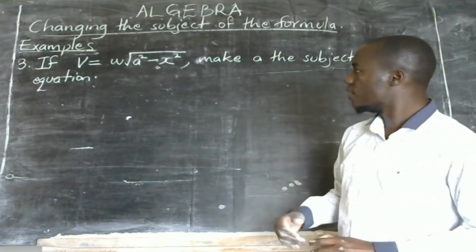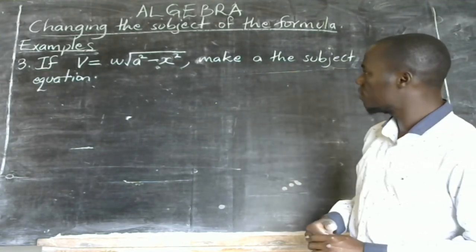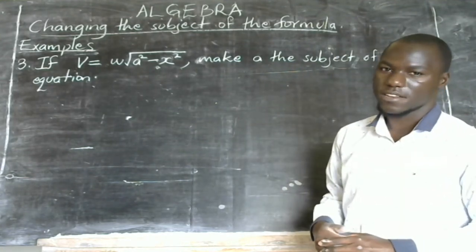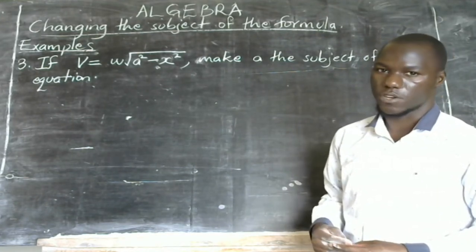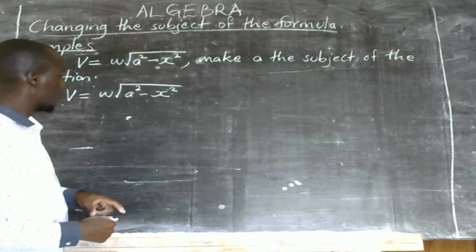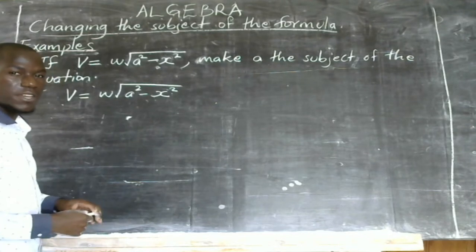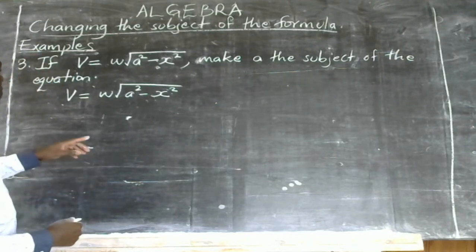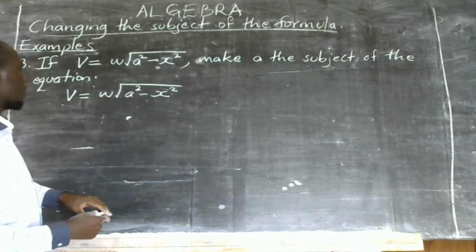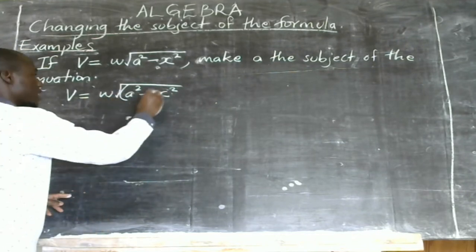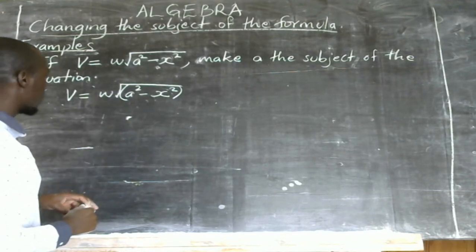Example 3: if v is equal to w times the root of a squared minus x squared, make a the subject of the equation. So when I look at the right hand side, I have w times the square root of whatever is inside there, which is a squared minus x squared.